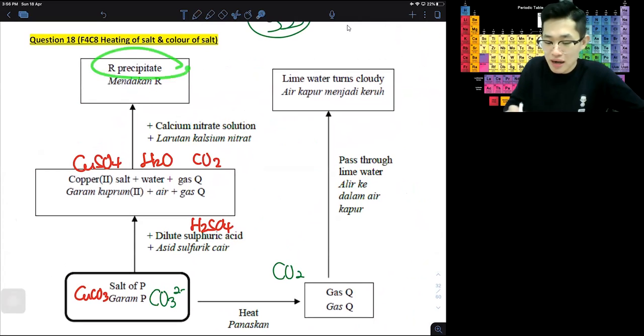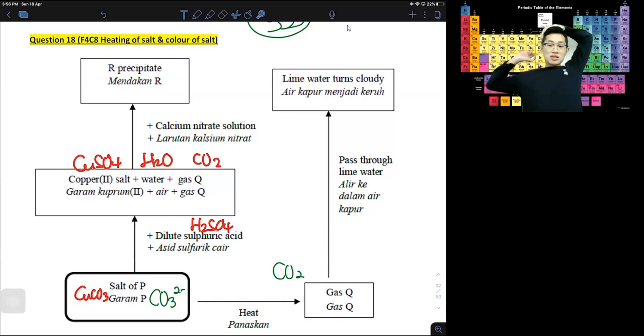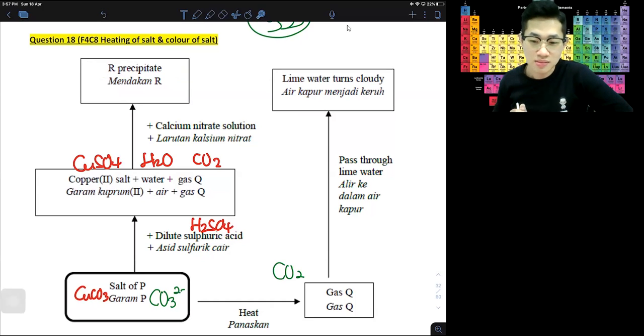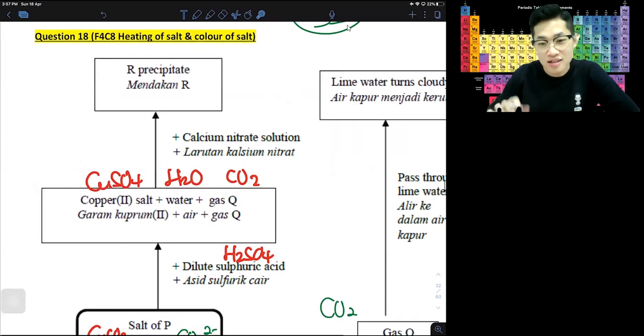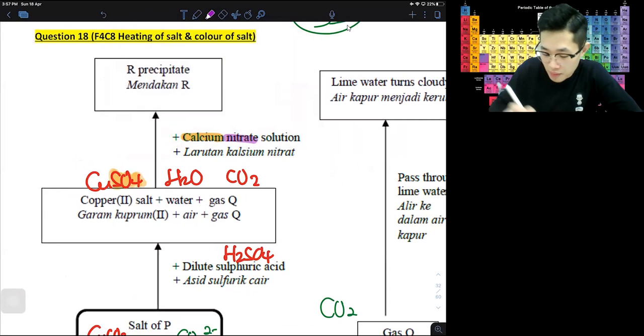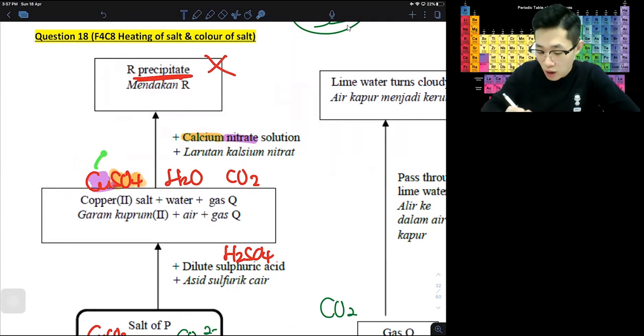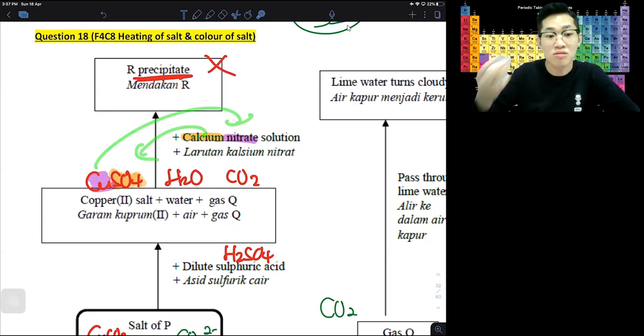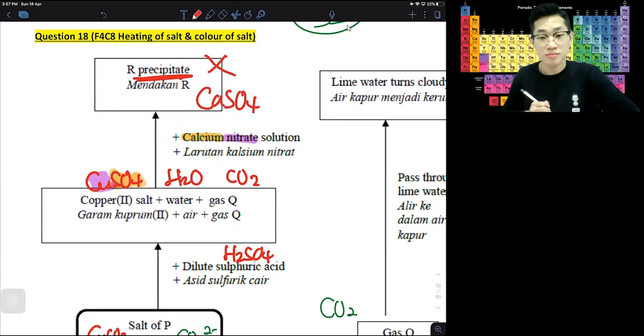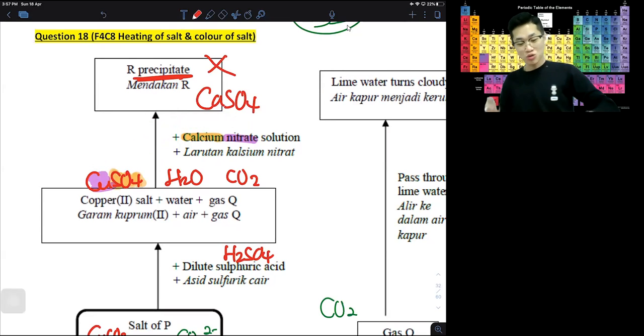Then, can you please tell me what is the precipitate R? Yes, very good. The formula, yes. Calcium pairs with the sulfate, nitrate pairs with the copper. Precipitate means insoluble. So which one is insoluble? Copper nitrate and calcium sulfate, which one is insoluble? Calcium sulfate. Okay, this is how you get the answer.